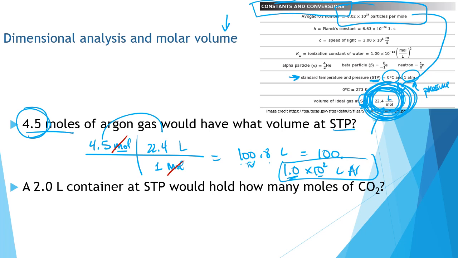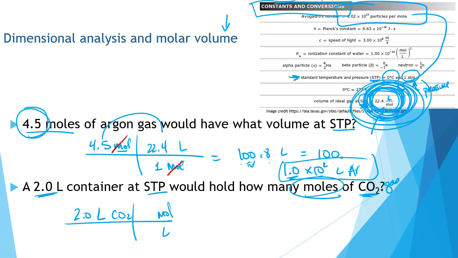How about this one? A 2.0 liter container at STP would hold how many moles of carbon dioxide gas? We're going to assume we're talking about CO2 gas, STP, standard temperature and pressure. Start with that given, 2.0 liters of CO2 gas. We're going to convert our liters into moles. I've got liters on the top, put liters on the bottom, put moles here because I want to convert my liters to moles. I know that there are 22.4 liters in 1 mole. Notice 22.4 went on the bottom because liters is on the bottom. Liters, top and bottom, cancels out.